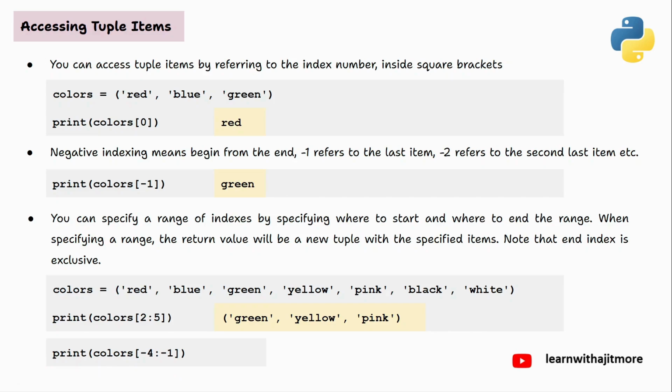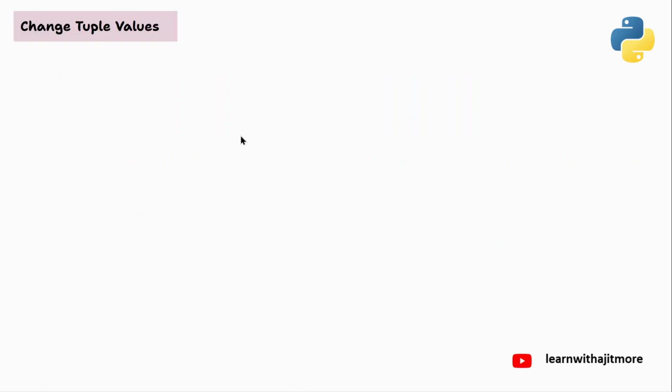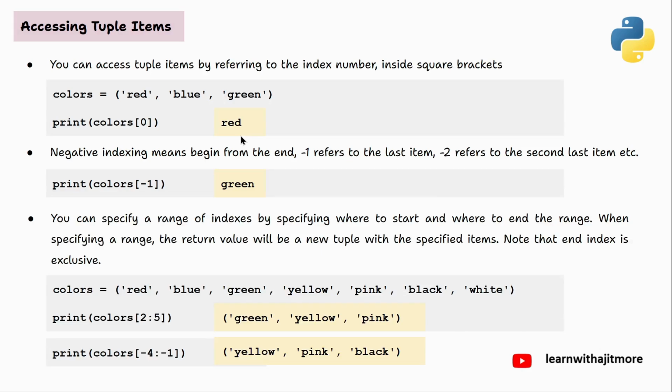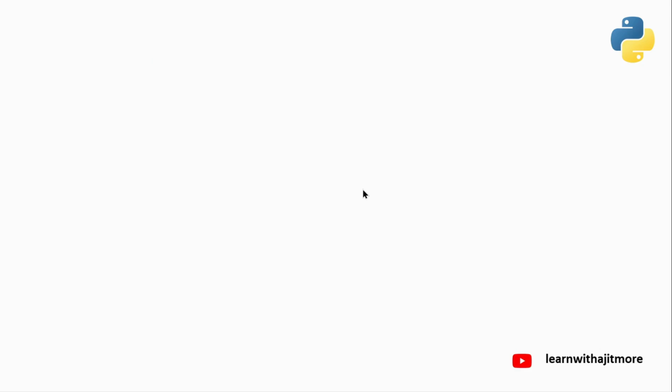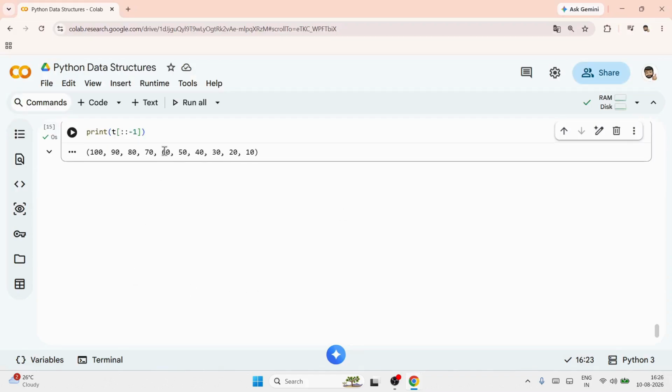From where it will start: -4, -3, -2, -1. And where it will stop, at -1. -1 is exclusive, right? So only that much will come, from -4 to -2. Okay? Yellow, pink, black. Okay, guys, I hope it is clear. Now, on the slide, I have not mentioned the extended slice, that is step. Step also you can give, and that step can be negative. All the things I have not put on the slide, but here in the demonstration, I have given you.